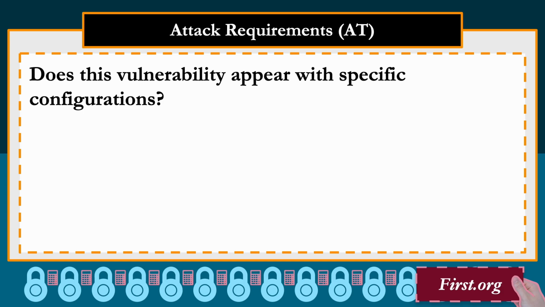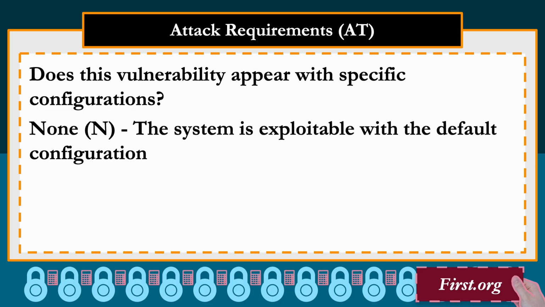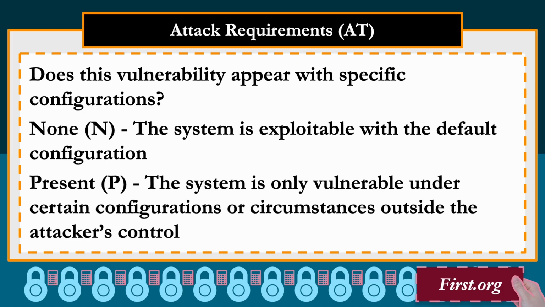Attack requirements is basically what kind of configuration the system needs to have in order for the vulnerability to be exploited. If it's an N, or none, that means the system is exploitable with the default configuration. If it's a P, or present, the system is only vulnerable under certain configurations or circumstances not entirely within the attacker's control.